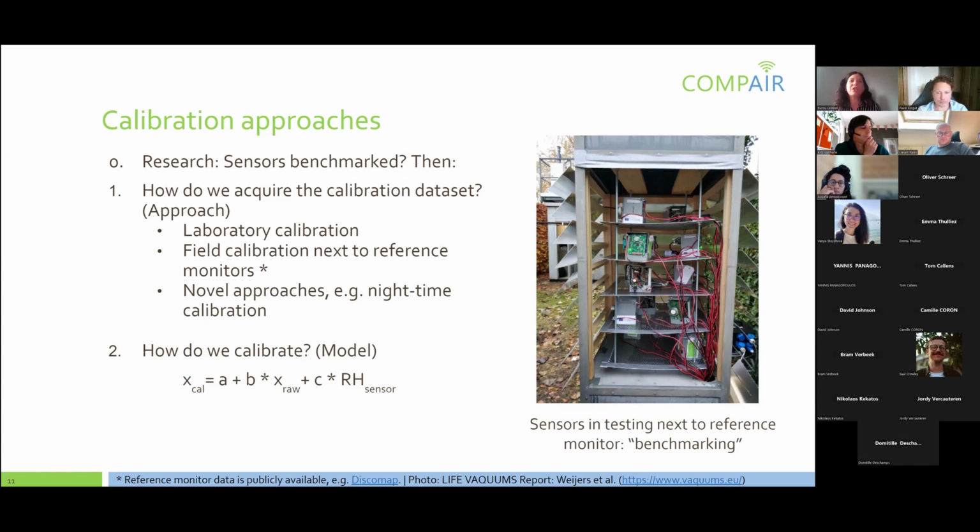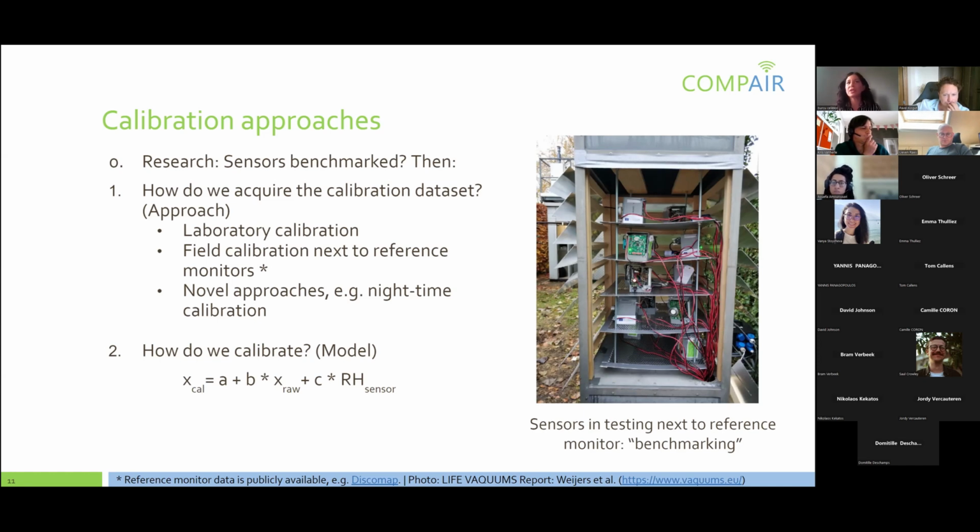Okay, back to calibration. There are two questions in terms of calibration. One of them is how do we acquire the calibration data sets? And the second one is how do we calibrate? In order to acquire the calibration data sets, that's like having your local sensor measurement and reference measurement next to it so that you can train your model.